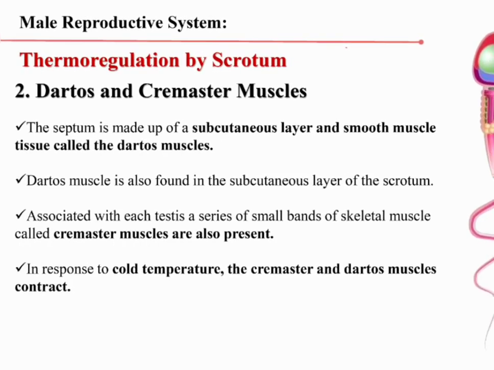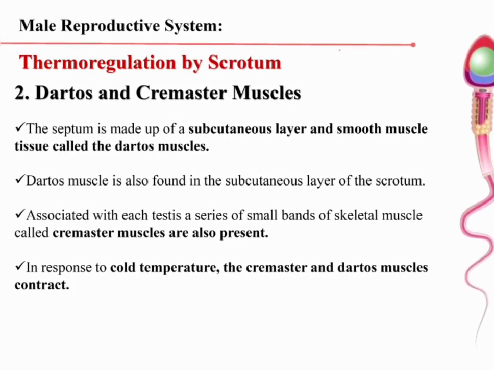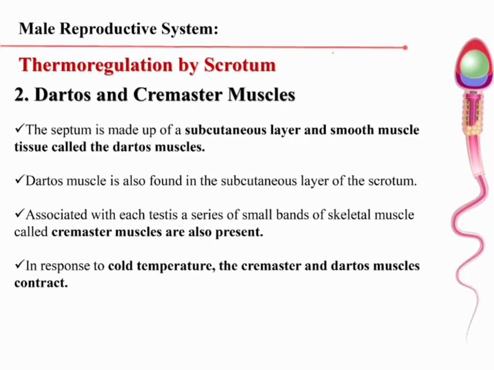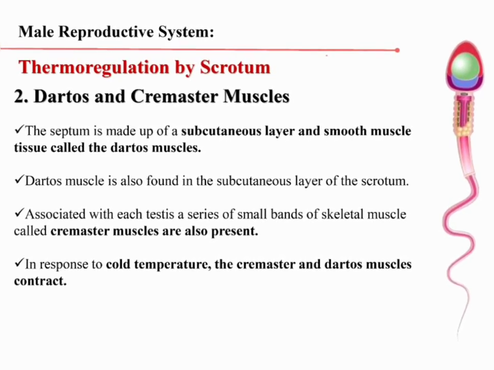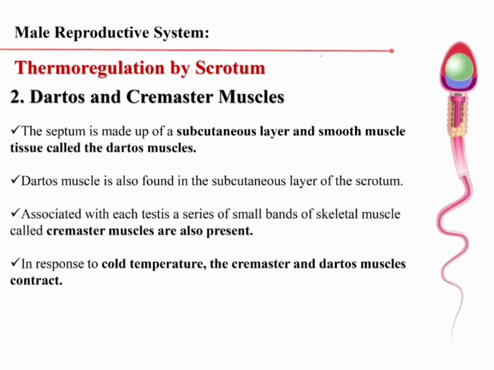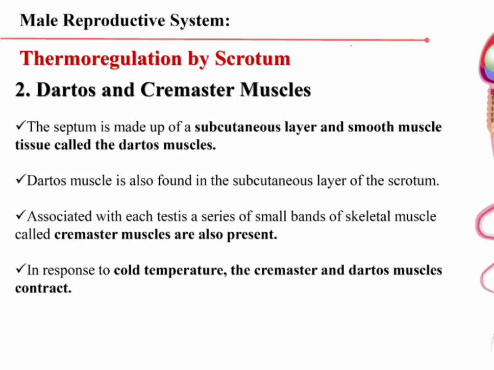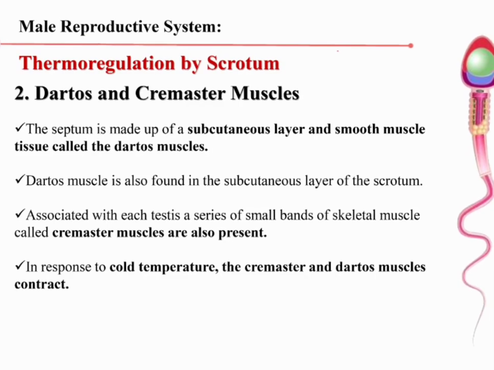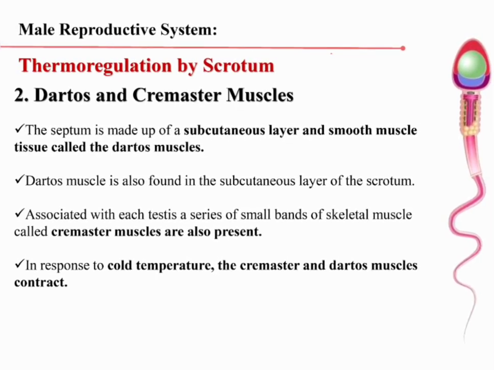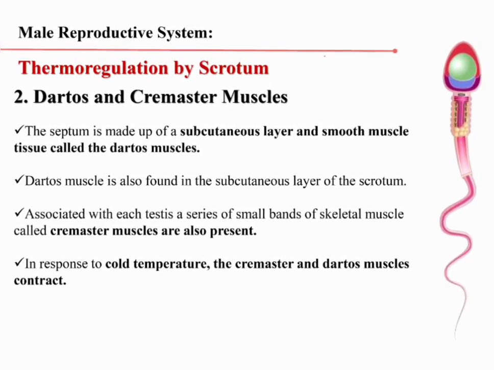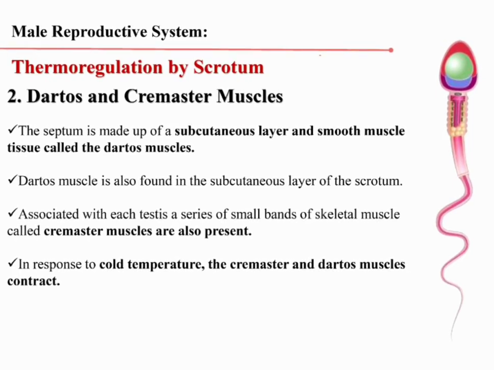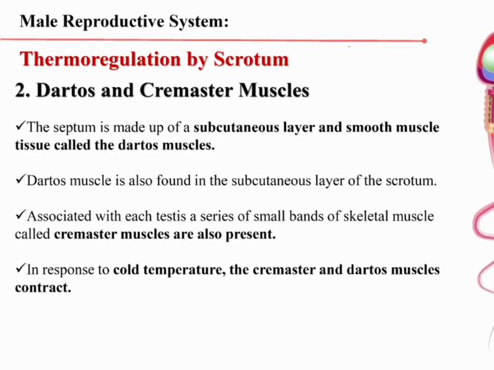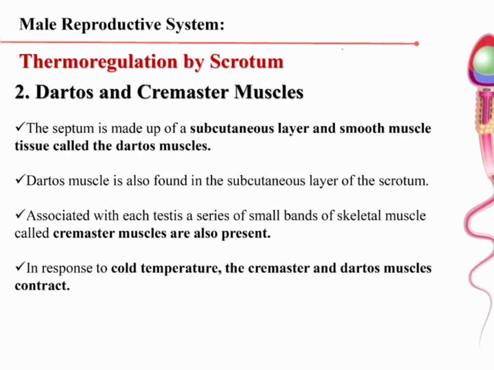Dartos and cremaster muscles. The septum is made up of a subcutaneous layer and smooth muscle tissue called the dartos muscles. Dartos muscle is also found in the subcutaneous layer of the scrotum. Associated with each testis, a series of small bands of skeletal muscle called cremaster muscles are also present.